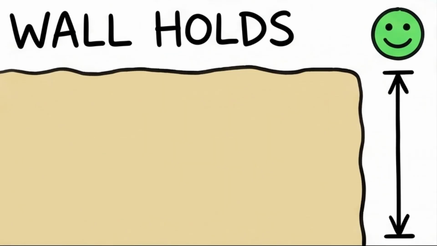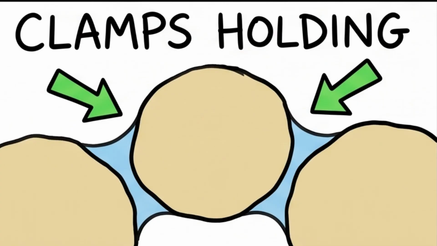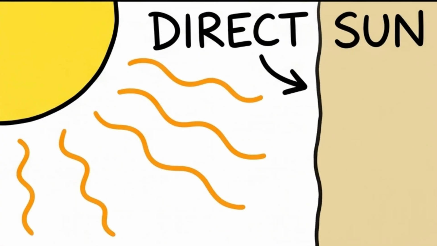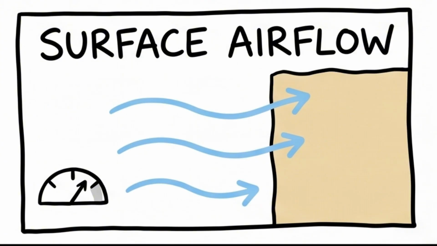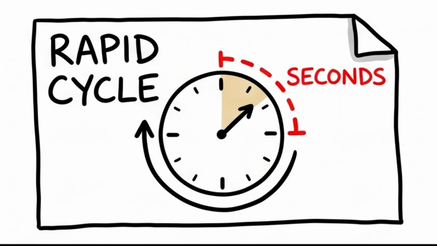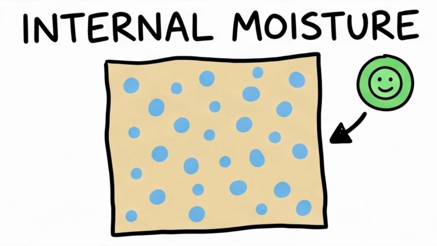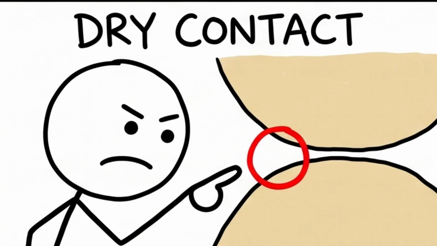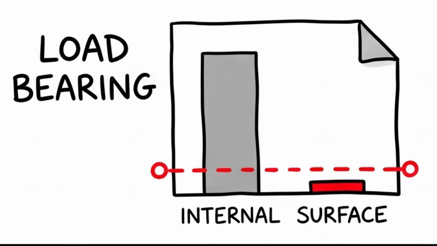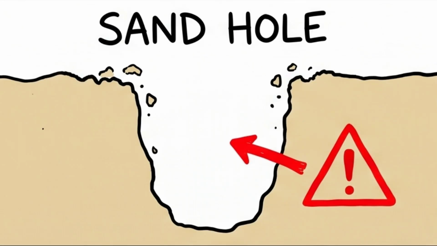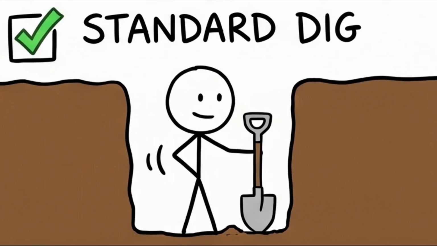So you dig. The walls hold because the sand is damp and the clamps are working. While you dig, the sun sits on those walls. Wind moves across them. Your own hands expose fresh surfaces every few seconds. The water in those bridges evaporates. Not the water in the sand generally. Specifically the water at the contact points on the face of the wall, which is the only water doing any structural work at all. This is what makes a sand hole different from every other hole a person digs.